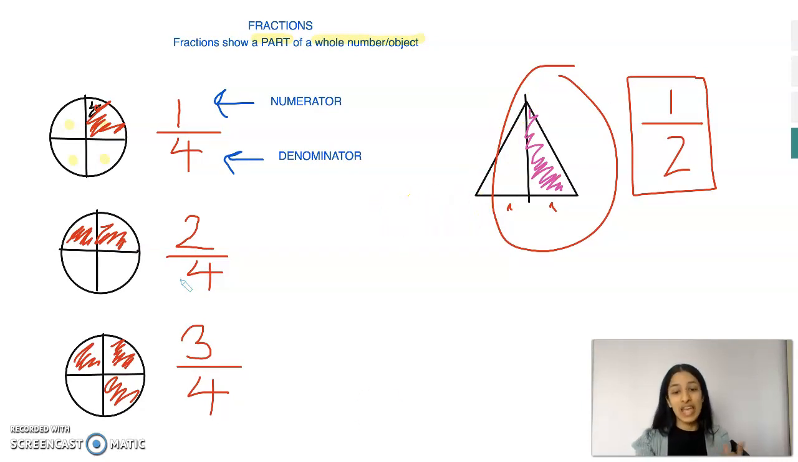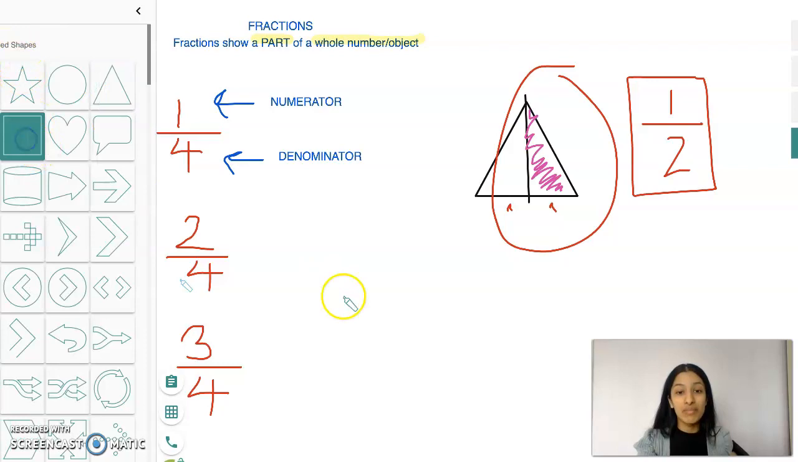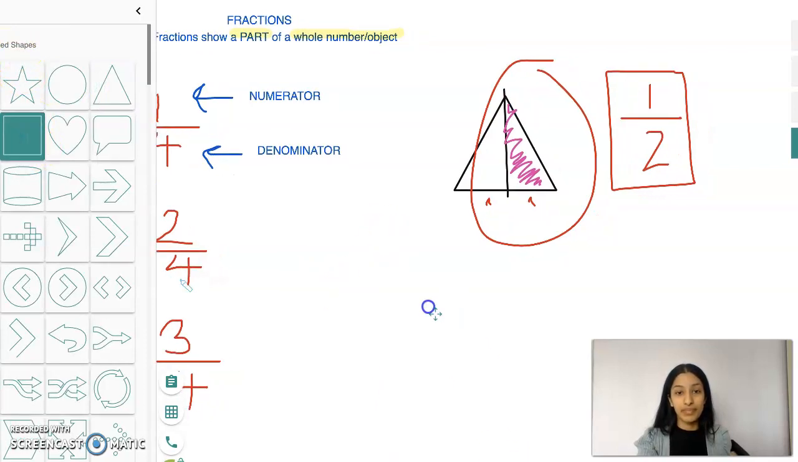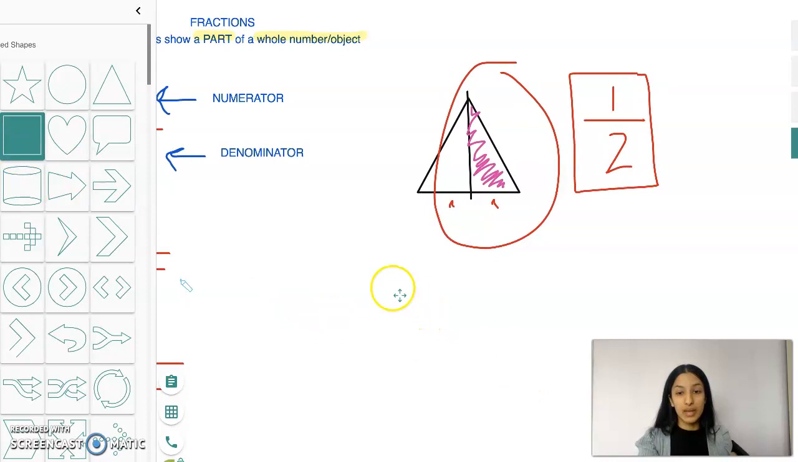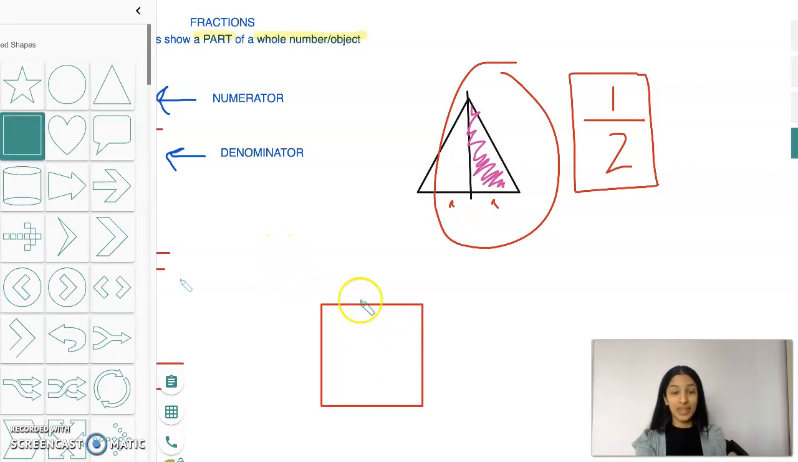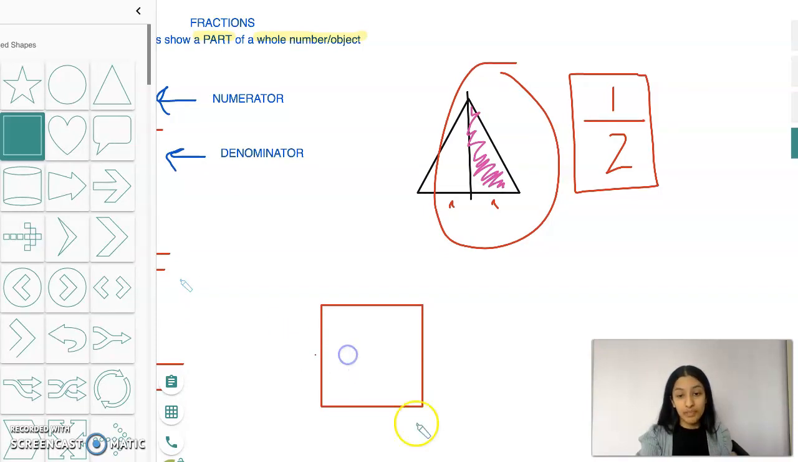Now let's look at a worded example. Let's say we have a square. This is a square, and we have a character called Ben, and Ben has a piece of paper here. Now Ben decides that he wants to get a bit creative and he wants to start origami. So he folds this page up in half.